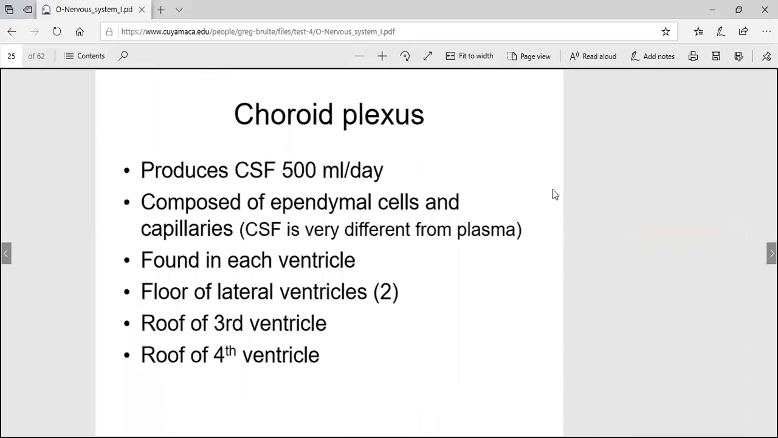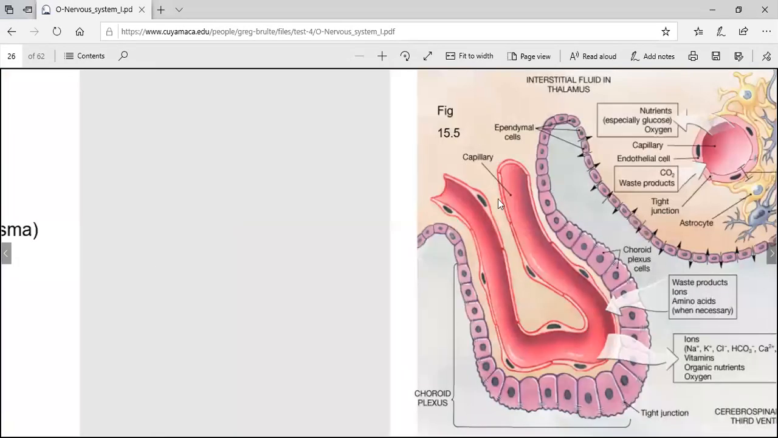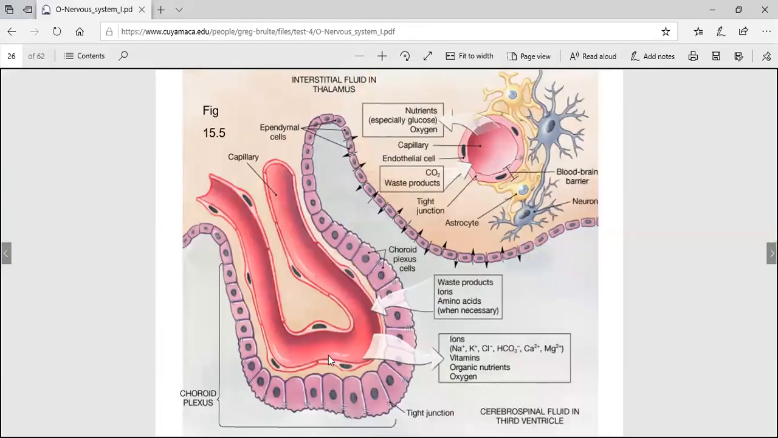That choroid plexus. So it's ependymal cells and capillaries, all mixed in together. The capillaries have to bring in fluid, and then the ependymal cells process it and make CSF. And it's found, like I said, in a lot of different places, up and down that central canal. It's found in some of your places in your ventricles.